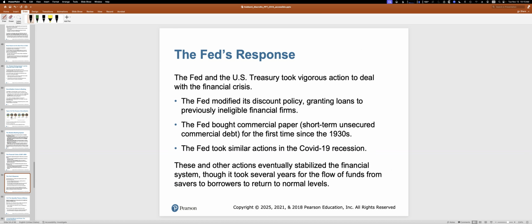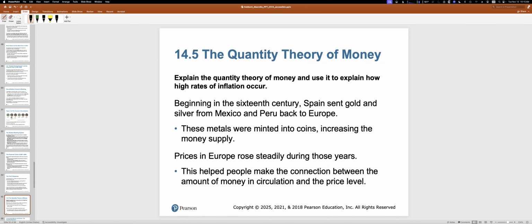The Federal Reserve basically pumped money into the economy, but some would argue not as much as they did during COVID. Then they really flooded the market with a great deal of money.